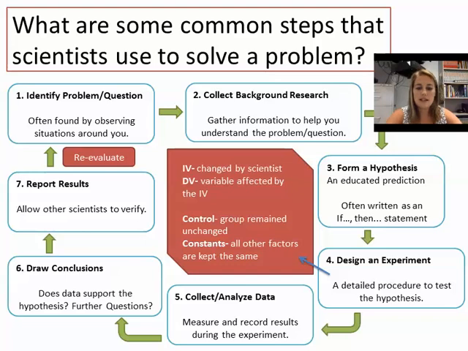Now, when you're designing experiments, you're also going to have to identify some variables. The first variable you'll need to identify is called the independent variable, or the IV. And this is what is changed by the scientists. The other variable is the DV, or the dependent variable. And this is the variable that is affected by the independent variable, by what you changed.